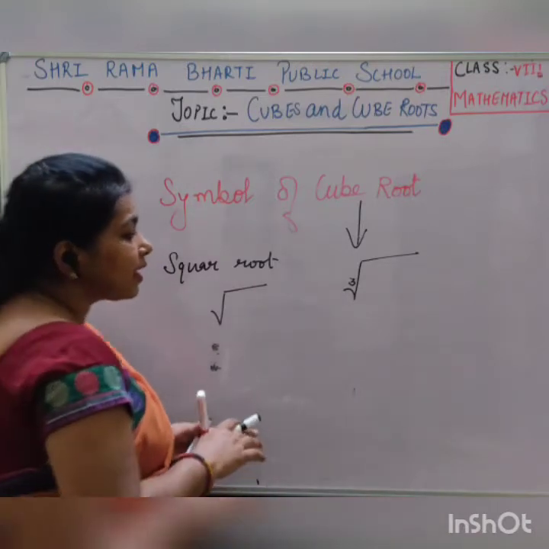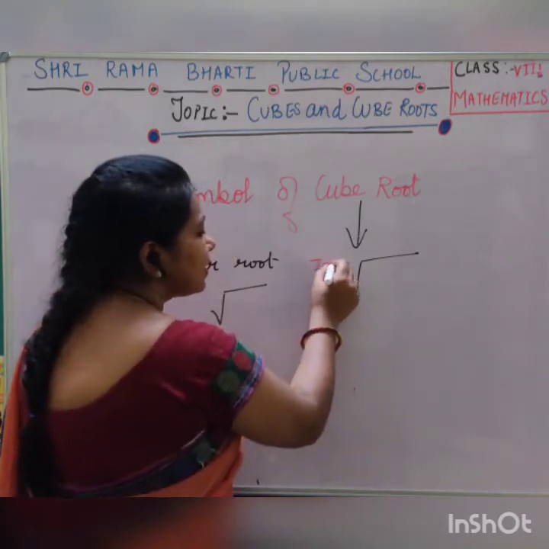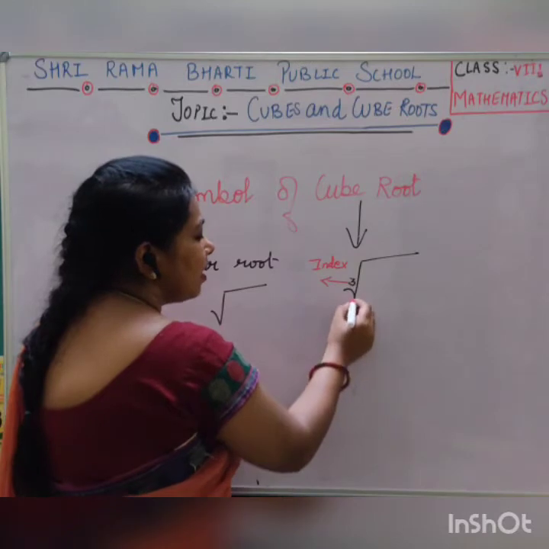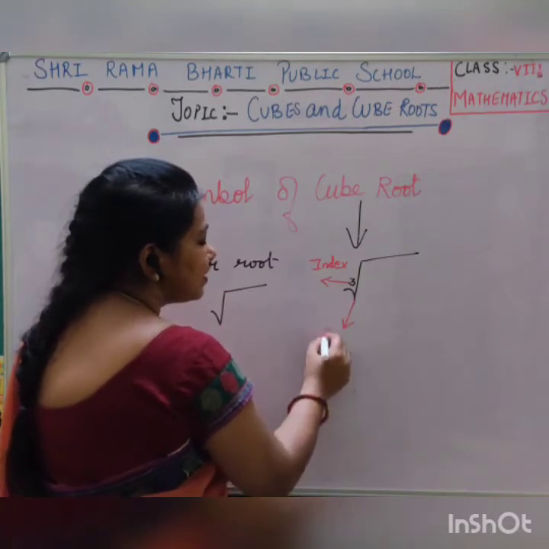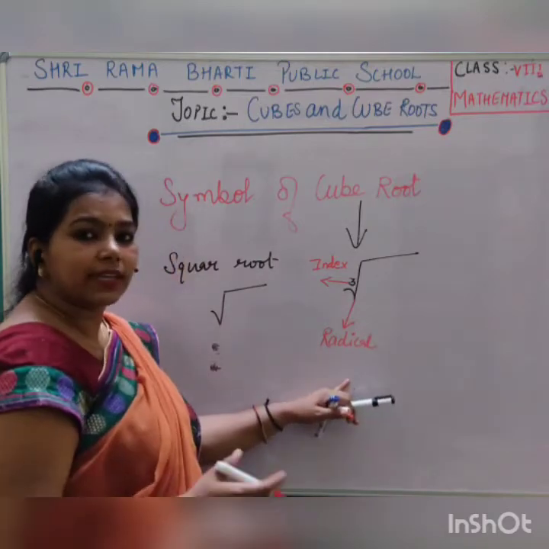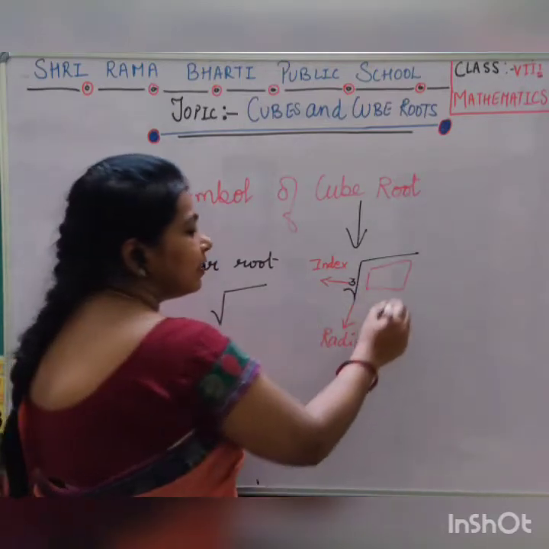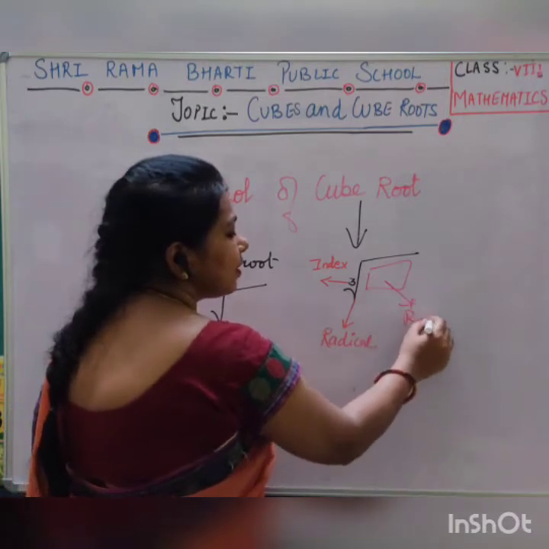Now here in this case, this is known as index, this is known as radical, the symbol of root, radical means root, and the number which is inside, that number is known as radicand.